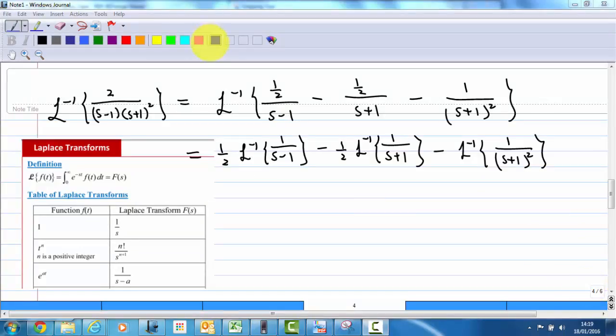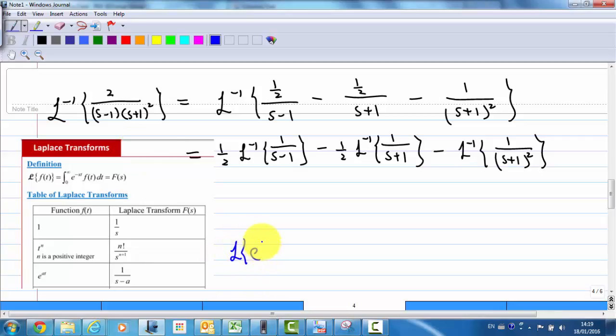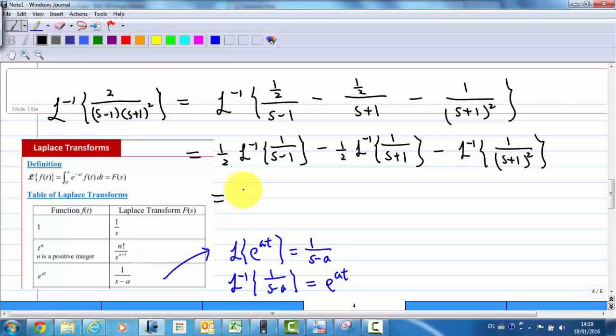Using the Laplace transform table, we know that the Laplace transform of e to the power at is 1 over s minus a. Therefore, the inverse Laplace transform of 1 over s minus a is e to the power at. Using this, the first term is half times e to the power t, since a is equal to 1. The second term is half times e to the power negative t, since a is equal to minus 1 now.